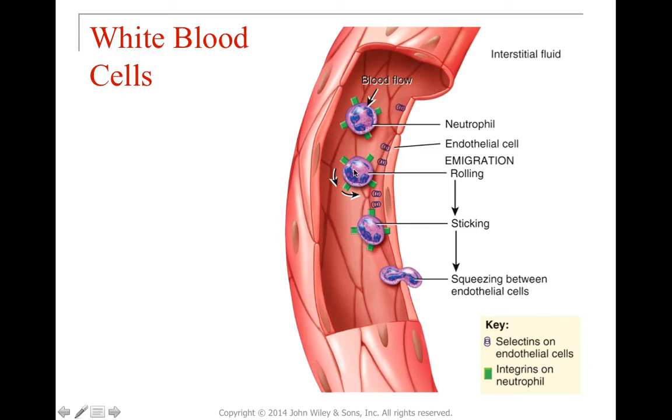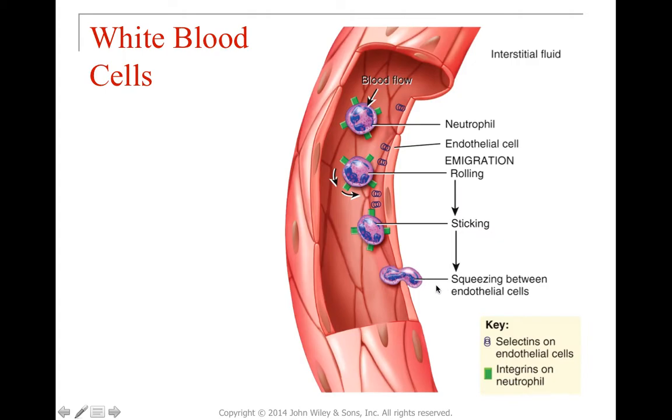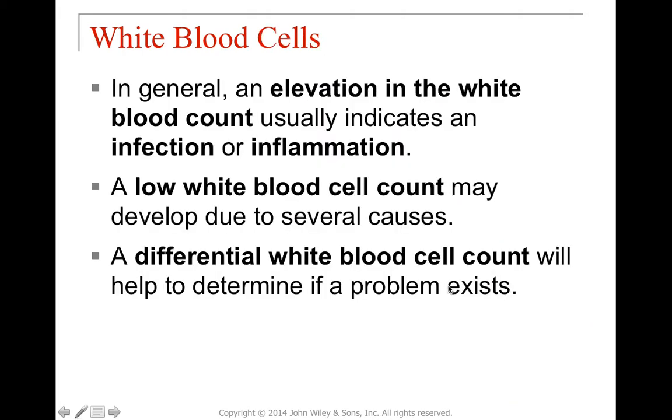The integrins are going to be on the surface of the cell. The integrins bind to the selectins, and when they do so, then we can have the process of emigration, right? Or as I mentioned, diapedesis. So they're going to squeeze through those endothelial cells, and then they're going to end up at the site of an infection.